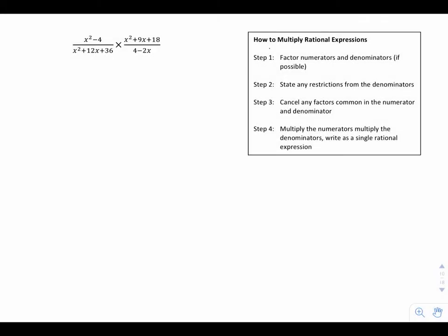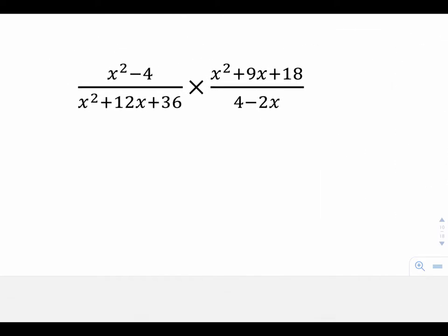Here we're multiplying two rational expressions that have terms that are not monomials in the numerators and denominators. So in this case, the first step, which incorporates factoring both top and bottom, is a very important one. So we're going to factor each of these terms one at a time. My first numerator, x squared minus 4, you may recognize is a difference of squares, which factors as x minus 2 and x plus 2.